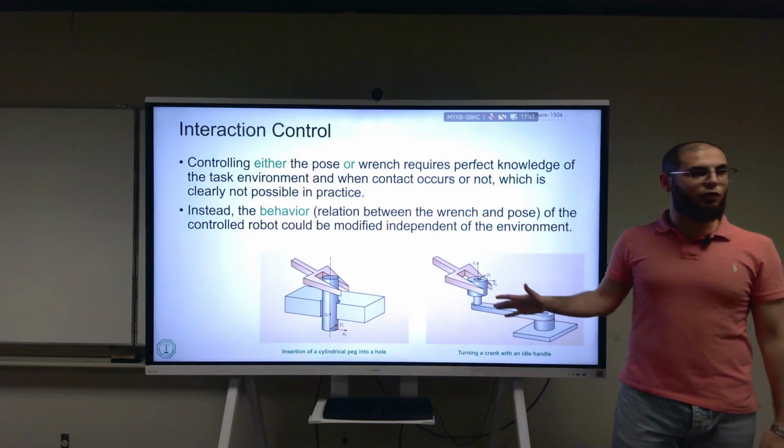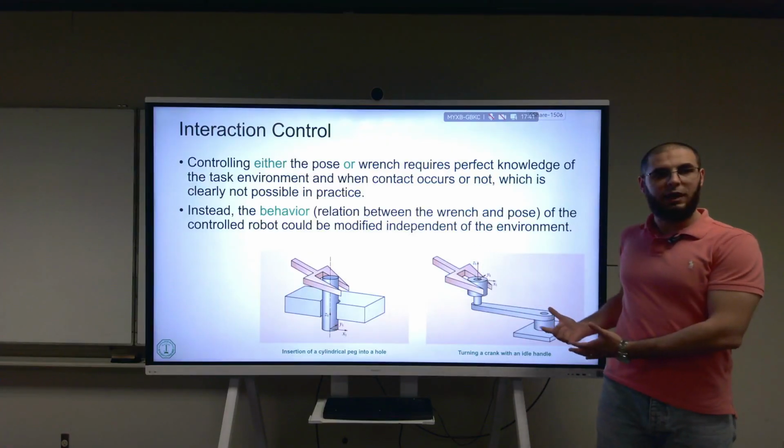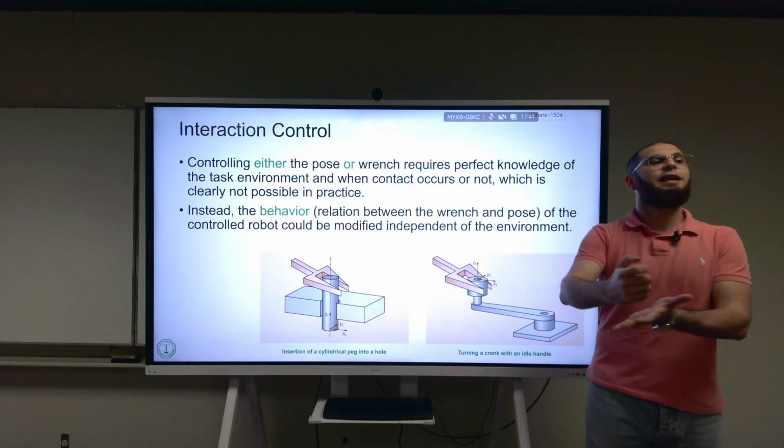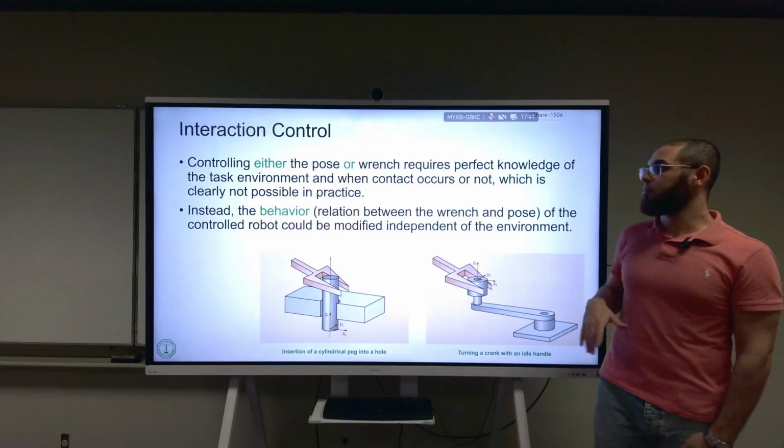Same also even for the mechanical properties here. If I'm rotating this shaft, this is the environment for me. I don't know what the friction is. So I cannot cancel it, or I cannot compensate for it because it's unknown in general.